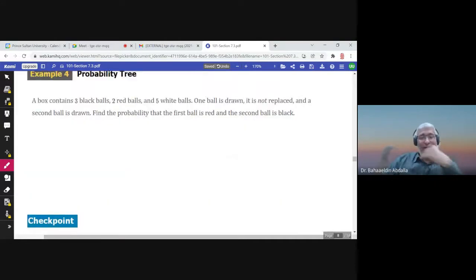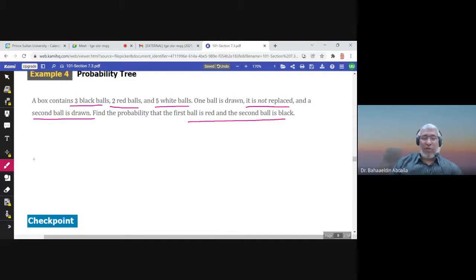A box contains 3 black balls, 2 red balls, 5 white balls. One ball is drawn, it is not replaced, and the second ball is drawn. So we will draw 2 balls without replacement. Find the probability that the first ball is red and the second ball is black. He is asking about a branch here. Let me do the tree diagram for this experiment.